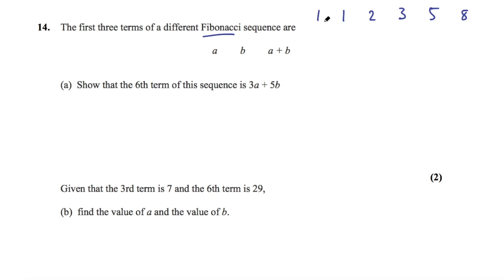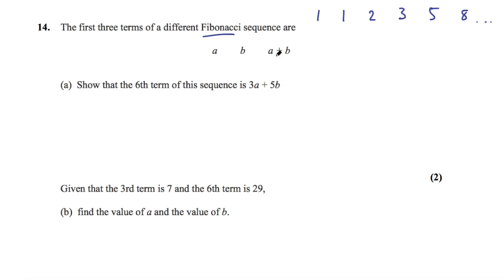So the most common one you might see is 1, 1, 2, 3, 5, 8, where you're taking the first 2 numbers, adding them together to get the next one, and then the next term is 1 plus 2, and then the next term is 2 plus 3, and then the next term is 3 plus 5, etc., and it goes on. So that's what a Fibonacci sequence is.